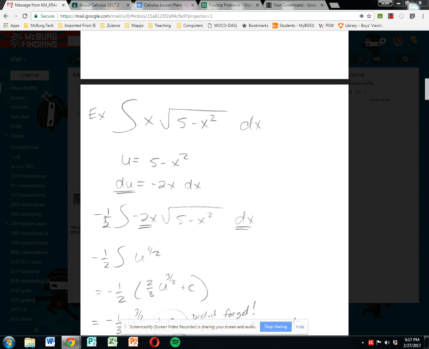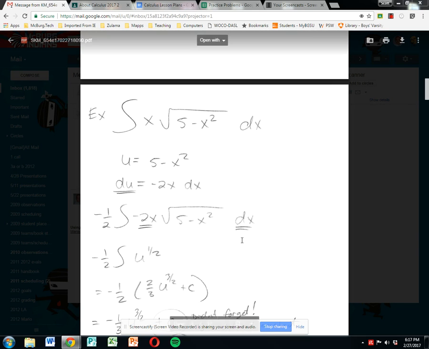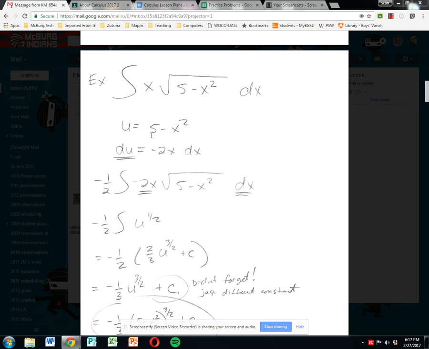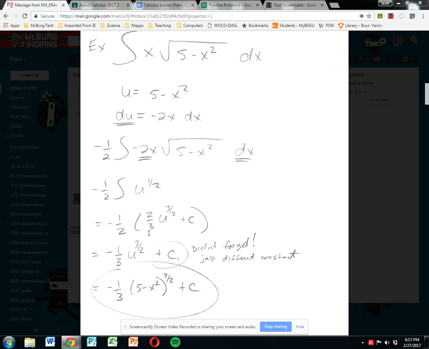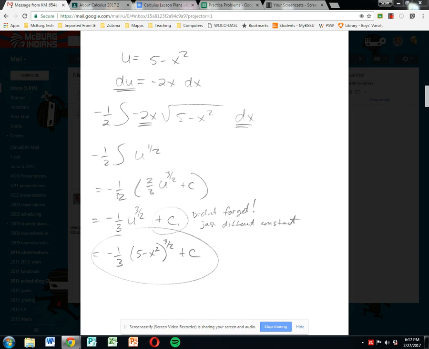So basically I just multiplied by 1, but on the inside I did change it so that negative 2x dx is just du. And so basically what do I have here? I just have the integral negative 1/2 times the integral of u to the 1/2. So I multiply by the reciprocal, I take care, and at the very end when I'm done, I just multiply by this negative 1/2 when I'm finished.